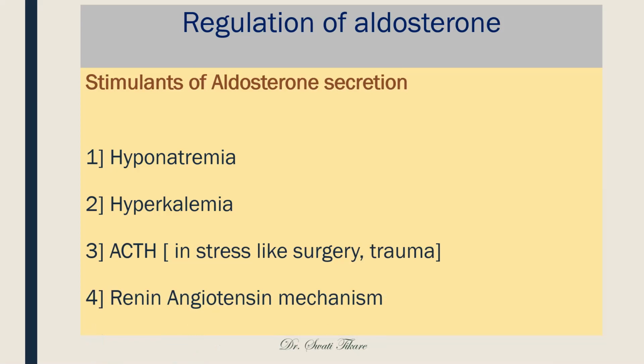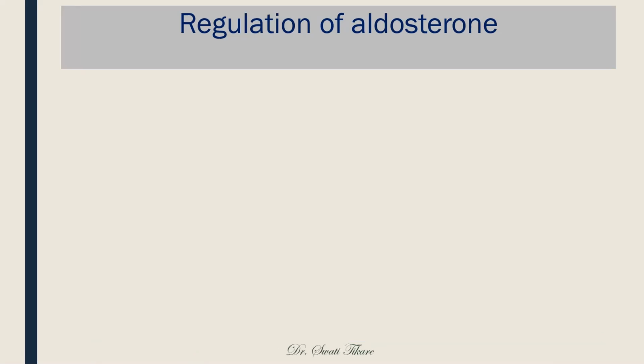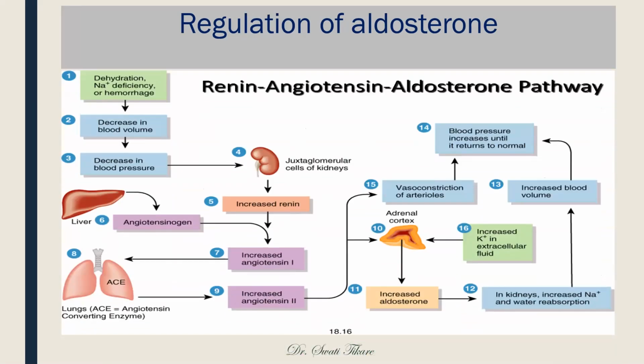So let's see this renin-angiotensin mechanism a little bit in detail. Don't get overwhelmed with the so many pictures over there. It's very simple. We'll start from this point where it is stimulating. The name of the system is the renin-angiotensin-aldosterone pathway, or system of regulating aldosterone.